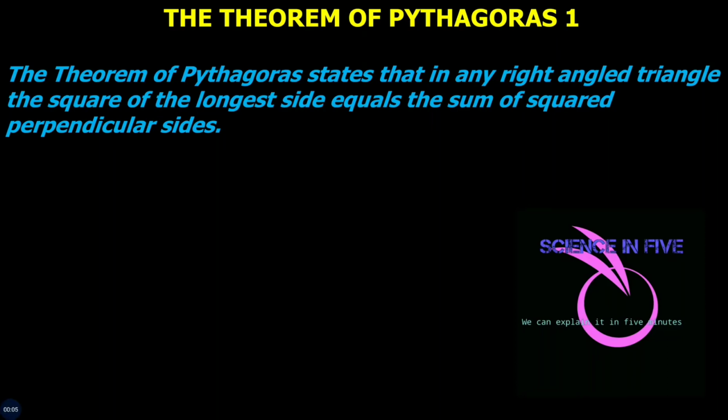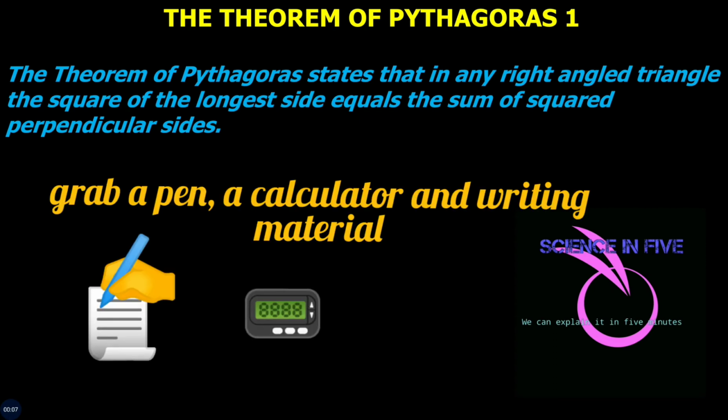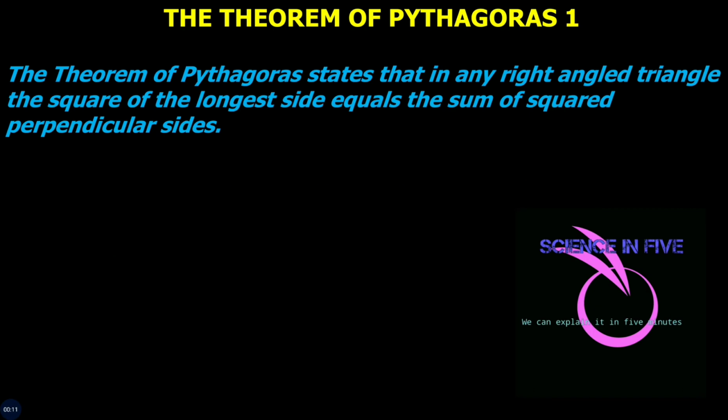In this video, we're going to talk about the Theorem of Pythagoras, Part 1. Well, the Theorem of Pythagoras states that in any right-angled triangle, the square of the longest side equals the sum of squared perpendicular sides.